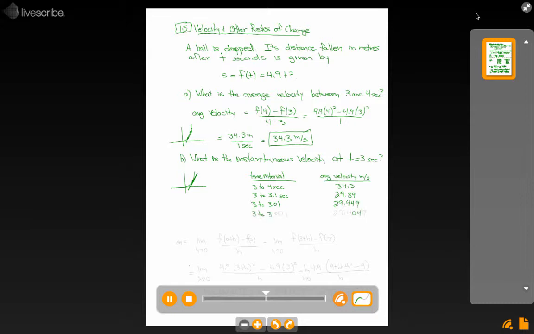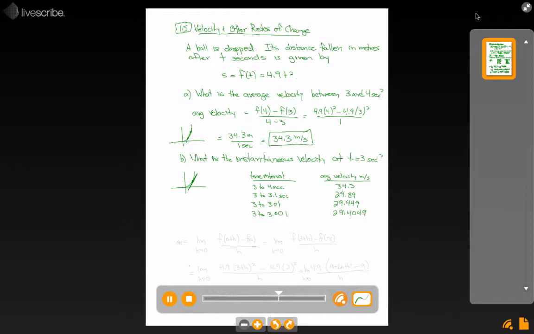3 to 3.001. Now we're talking about a very small time interval, a thousandth of a second, and we find that the average velocity for that thousandth of a second was 29.4049 meters per second. We could also try 2.999 to 3 seconds to try to estimate what this limit is, but because I've got a decimal here, it's not immediately obvious. It looks like 29.4 something meters per second is my instantaneous velocity at 3 seconds.